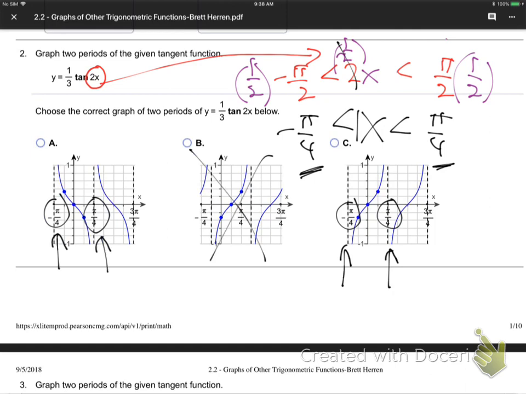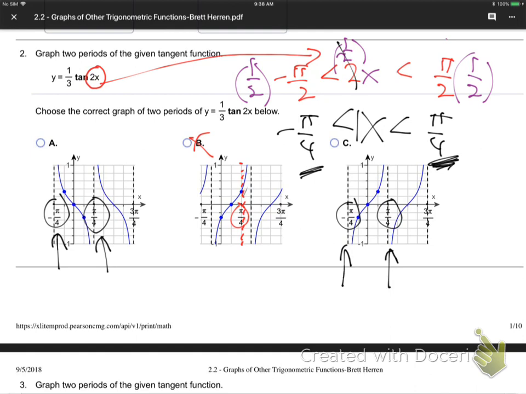B does not have the, well, actually it does. They're being kind of tricky, aren't they? No, it doesn't. My mistake. Do you all see that the asymptote lines are not right? Yeah, B is out. The asymptote line is just to the right of pi over 4. That's not correct. It's supposed to be right on pi over 4 and right on minus pi over 4. So no way for B. The asymptote is supposed to be right there. So B's out. We're down to A and C.